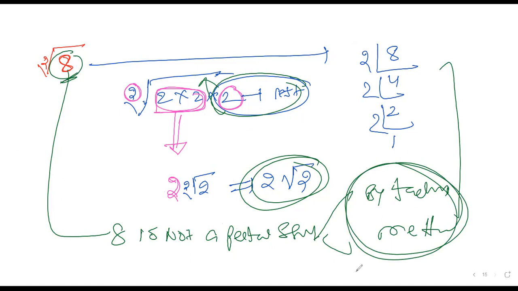Any more doubt till this? Clear? Till this, what is our discussion today? What is the square and what is the square root? Then how to find squares, I already told you. How to find the square root, I also told you the first method. What is the first method? Prime factorization method.